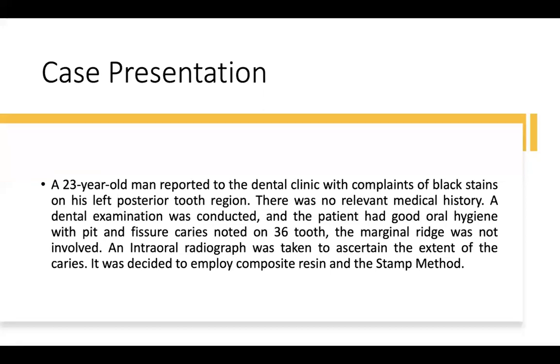So I had a 23-year-old gentleman who reported to the dental clinic with complaints of black stains on his left posterior tooth region. There was no relevant medical history, and the dental examination was conducted. The patient had good oral hygiene with pit and fissure caries noted on tooth 3-6. The marginal ridge was not involved, which was good for my case. And then I took an intraoral radiograph just to ascertain the extent of the caries. Then I decided to employ the novel stem technique using the composite resin.